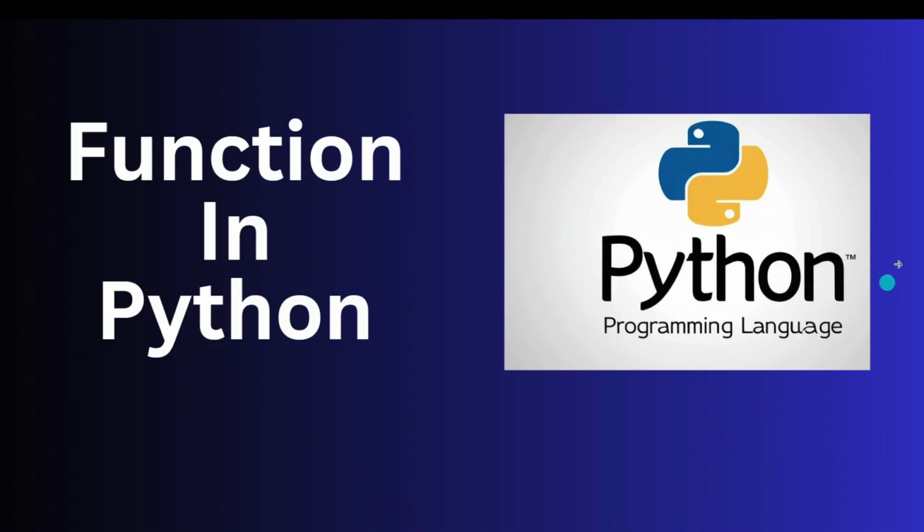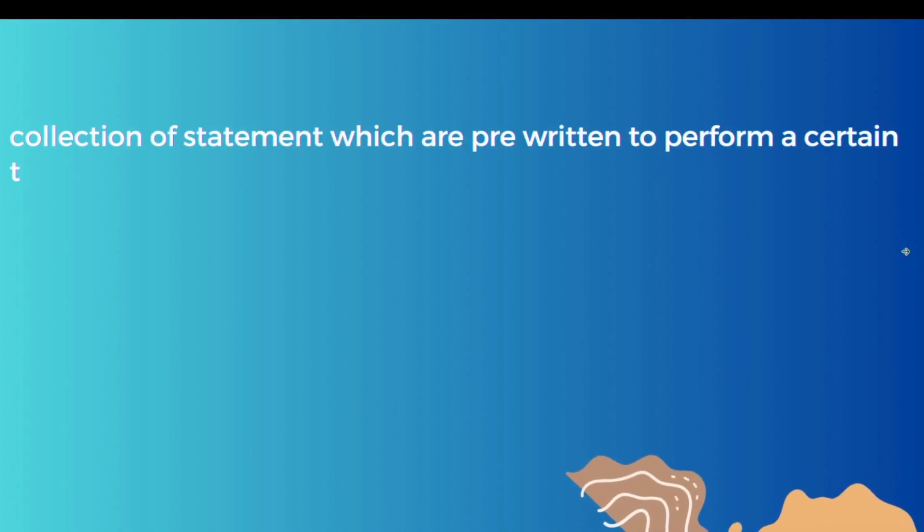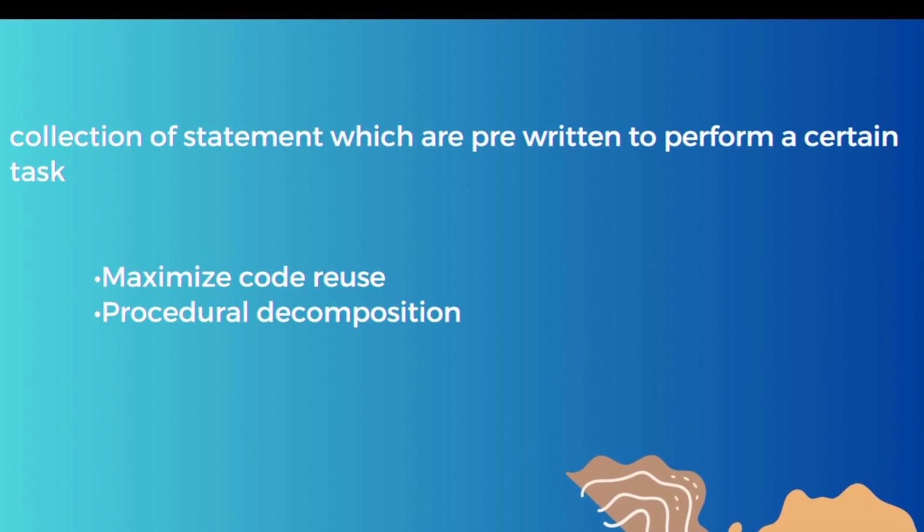Functions in Python. A function is a collection of statements which are pre-written to perform a certain task. So this will be a list of statements which we will be executing whenever we call the function.